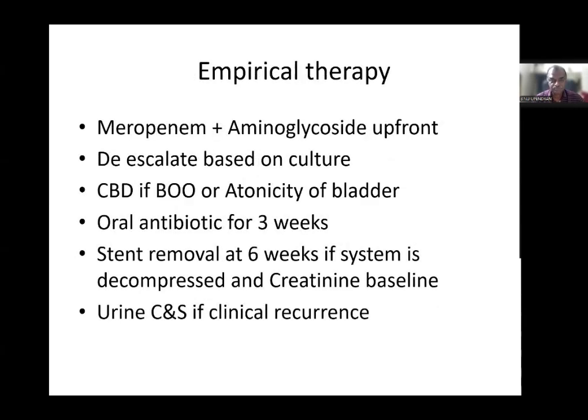Empirical therapy. From our antibiogram and the 2024 guidelines, we have come to the conclusion that meropenem and aminoglycosides are used upfront in a patient with acute pyelonephritis, especially if there is emphysematous pyelonephritis. De-escalate once the culture reports are available. Try to be more focused. Continuous bladder drainage is done if there is a bladder outlet obstruction or an autonomic neuropathy on bladder evaluation.